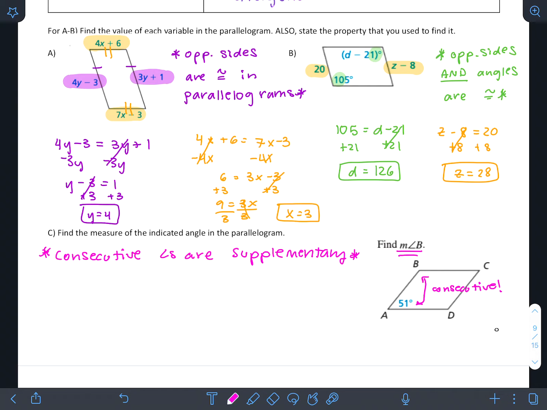So all I would need to say is that 51 plus the measure of angle B equals 180. Then I can solve for the measure of angle B. Subtract 51 from both sides. The measure of angle B equals, and I get 129 degrees.